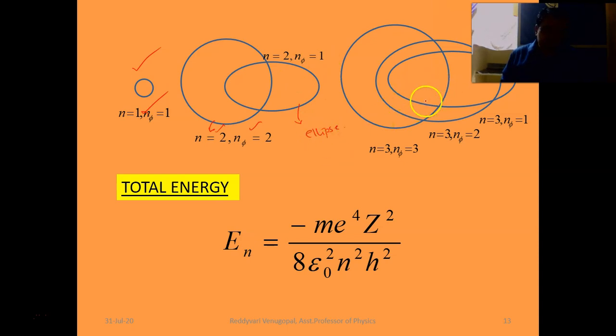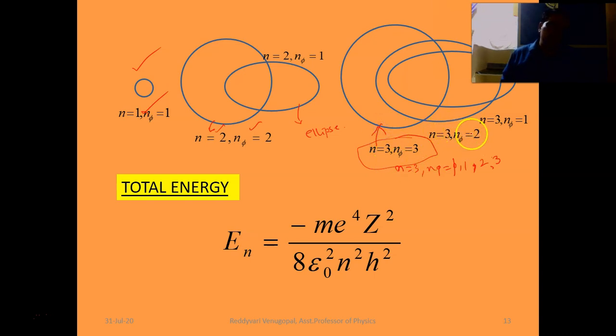But just consider this one. This is another example. Here n is equal to 3. That's why n phi can take values 1, 2, 3. Okay, so just neglect this one. It can take n phi values 1, 2, 3. If n is equal to 3 and n phi is equal to 3, then the orbital shape is circular.